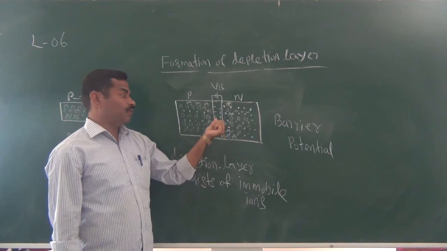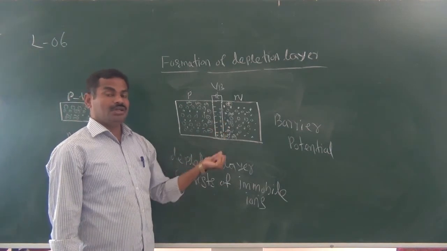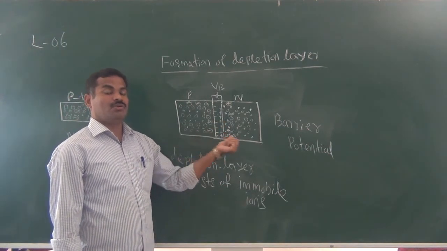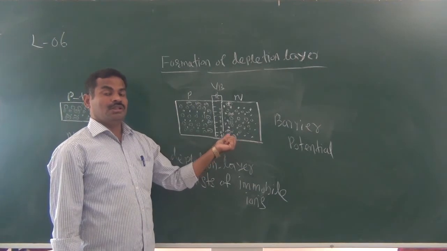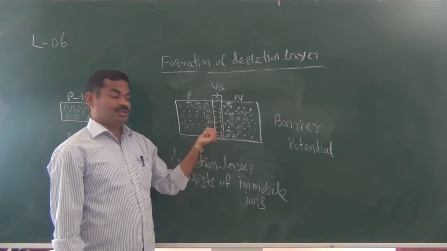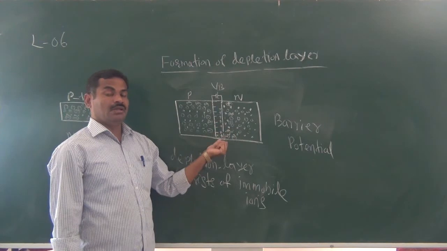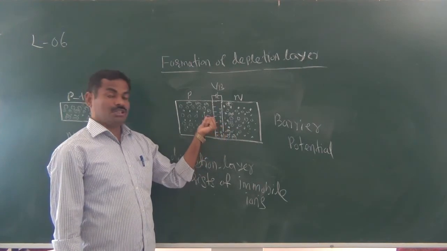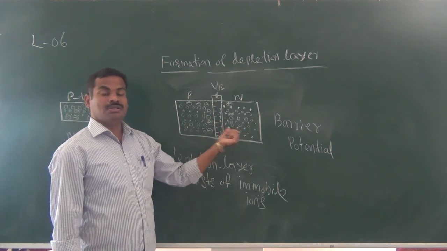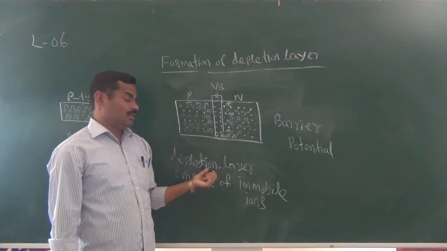And how can you form the depletion layer? That is nothing but electrons and holes diffusing. No doubt, they will recombine. But the negative and positive ions will create a layer. That layer is nothing but the acceptor ions and donor ions. That layer is nothing but the depletion layer.